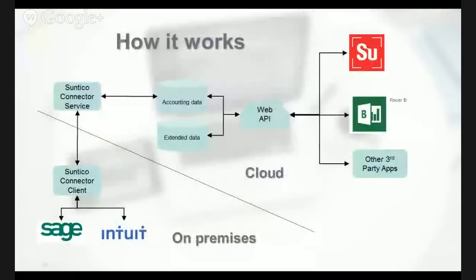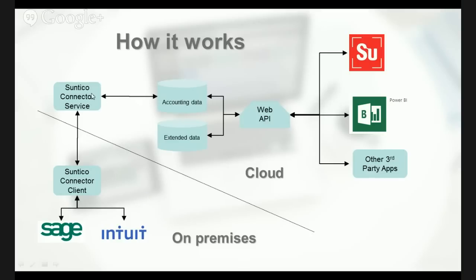So what's actually going on in the background and how does it work? Your accounting data, in this particular case, is what we call on-premises. So typically your Sage 50 accounting software or your Intuit QuickBooks or whatever might be running on a server in your local office. And what we do is we download, or you download, what's called the Suntico connector client, which installs and runs silently in the background and publishes your accounting data up into the cloud.